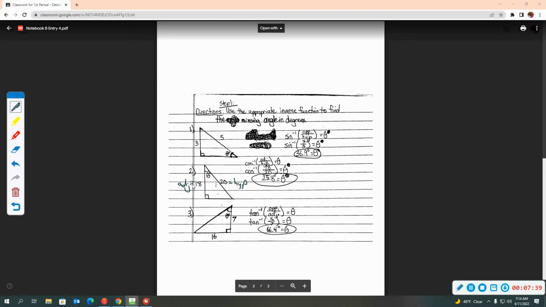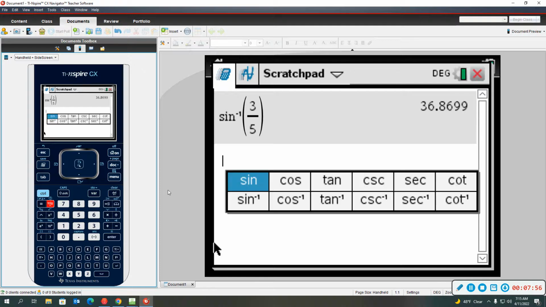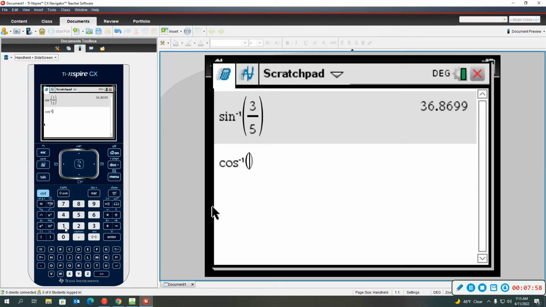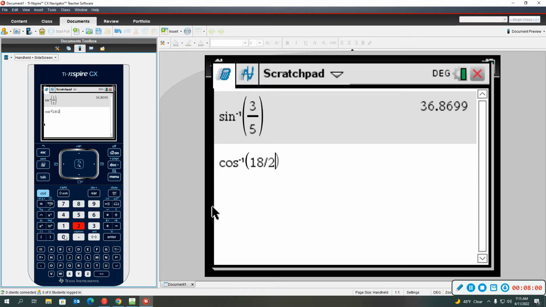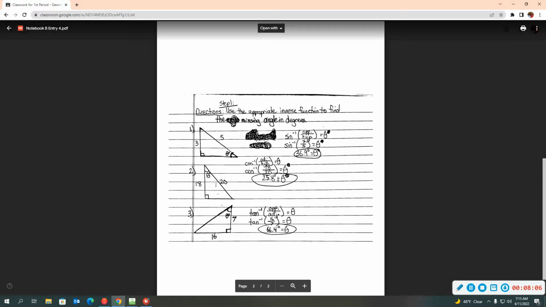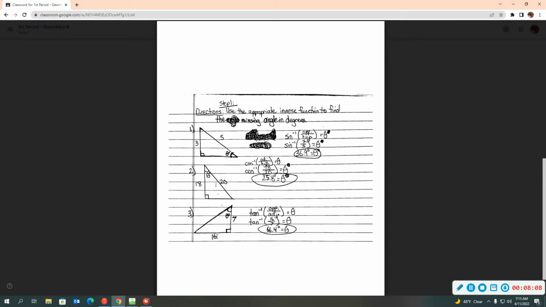And I replace adjacent with 18, hypotenuse with 20. So now I need to type in inverse cosine of 18 over 20. So inverse cosine of 18 over 20 is about 25.8 degrees. Then I'll do the same for the last one.